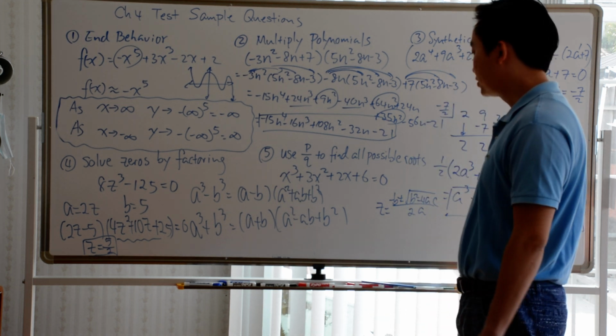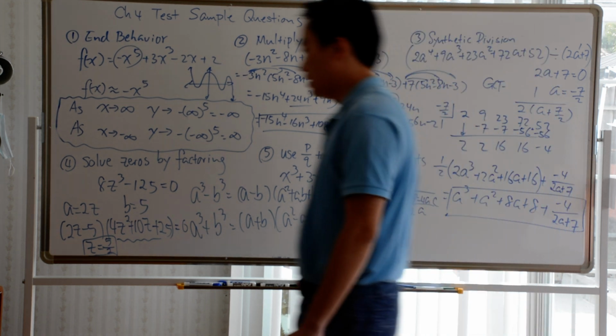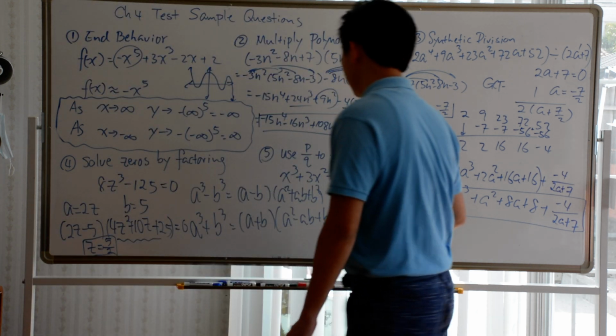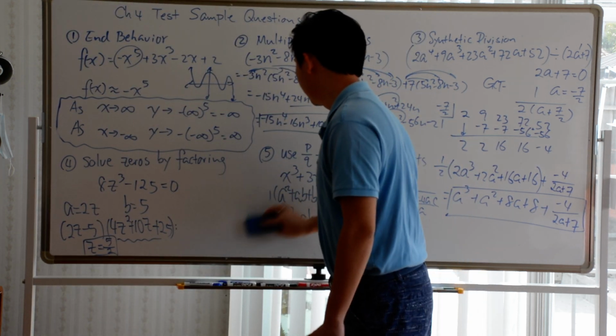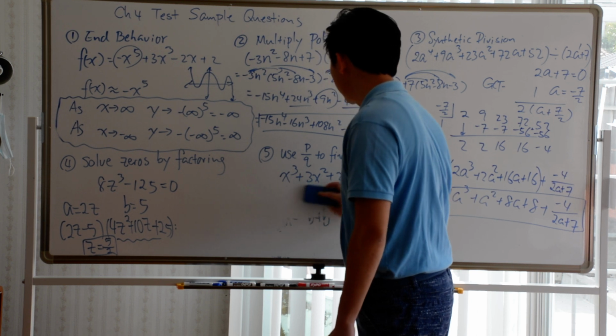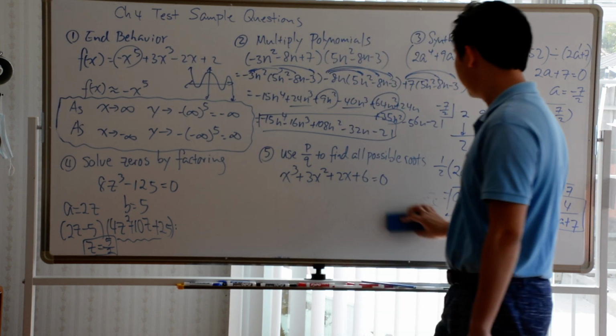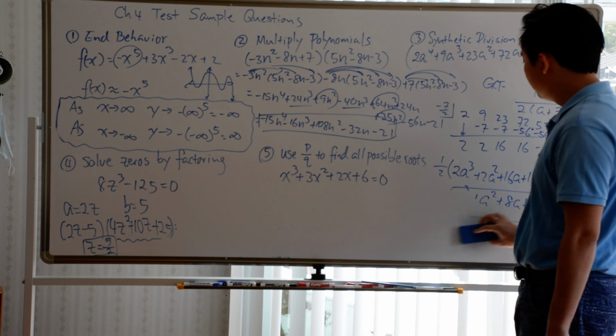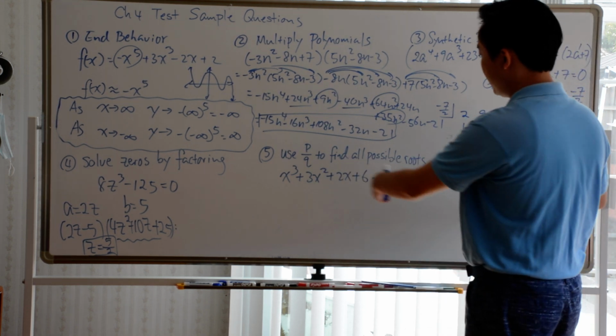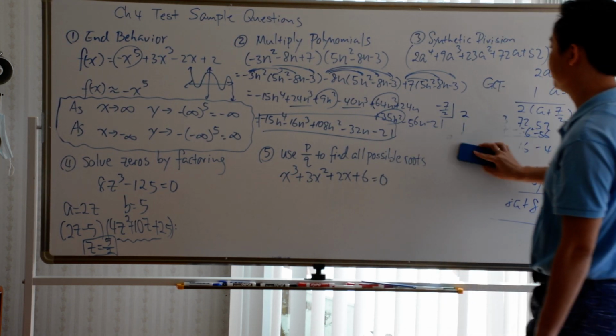So using that p over q to find out all the possible roots, we'll have to look at that here. Let me just erase this one to get some space. For the given polynomial, we do have a cubic quadrinomial.